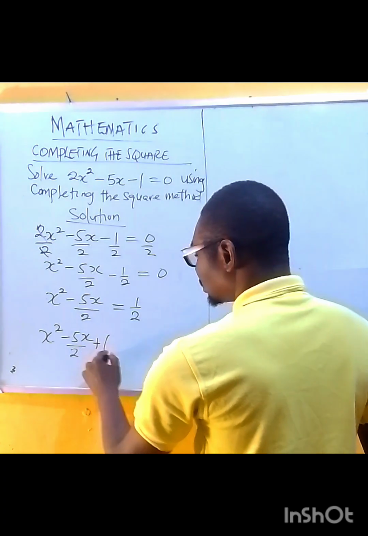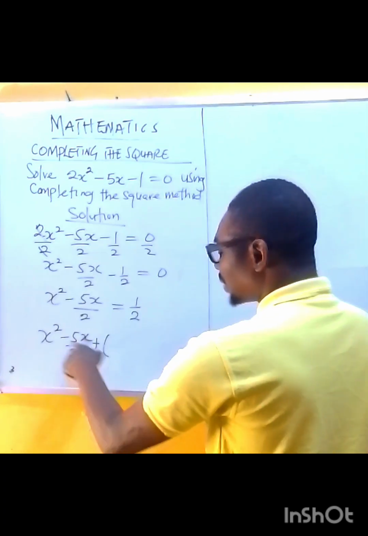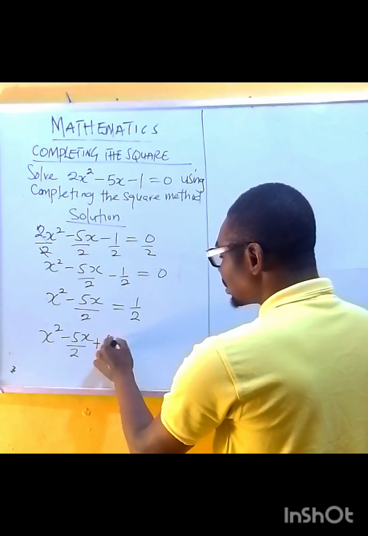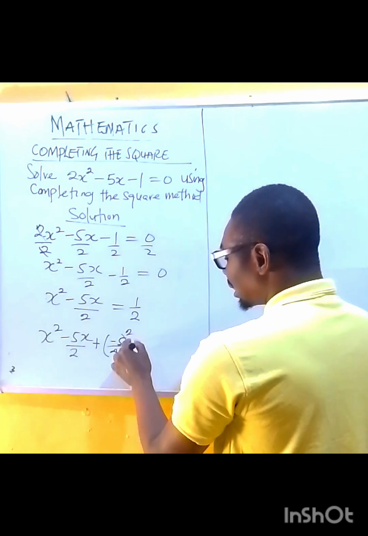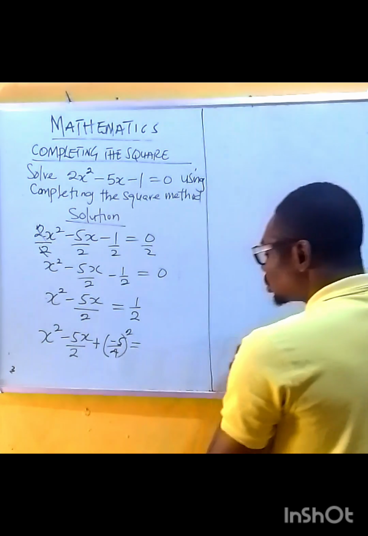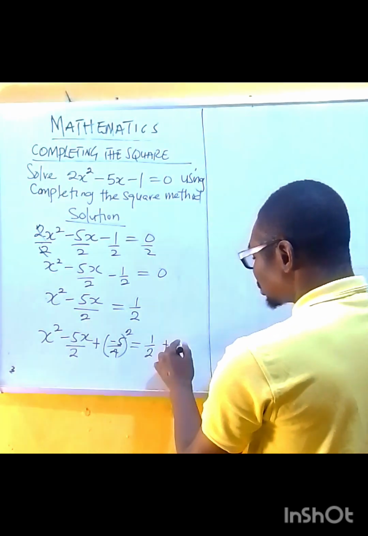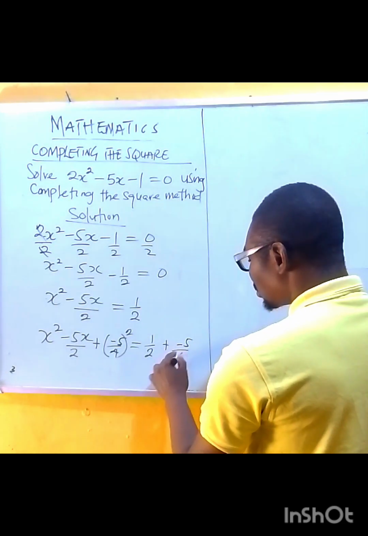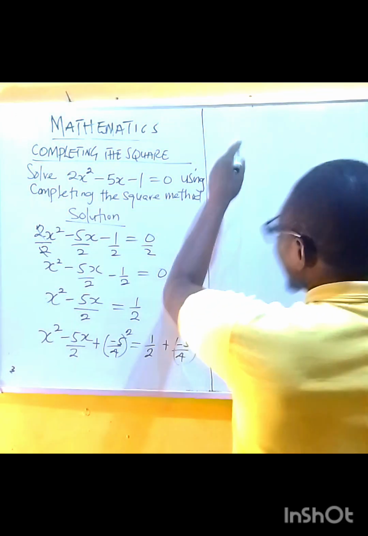So I will now have x squared minus 5x over 2 plus, now the coefficient of x is minus 5 over 2. Half of it will be minus 5 over 4. Then square it. And do the same thing to the right hand side. So I have 1 over 2 plus minus 5 over 4, all squared.